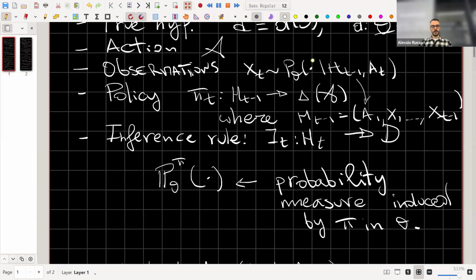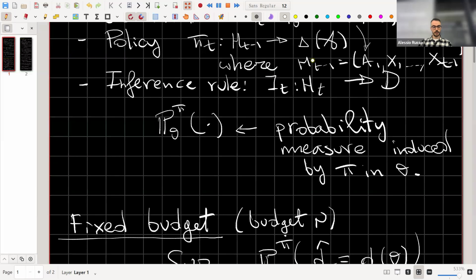So based on all of this, we can also define a probability measure of the data we observe. We will denote it by p theta pi. This means that the data that we observed is influenced by this policy pi here and the parameter theta of the underlying model. And here pi is a sequence of policies.